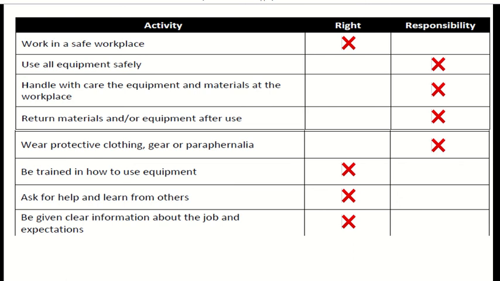Yung kailangan mong magtanong o matuto kung kailangan mo ng tulong sa iba. So ano yan? Karapatan o responsibilidad? Ang paghingi ng tulong at pagkatuto. So that is karapatan, no? And then be given clear information about the job and expectations. So that is also a right, no? Okay, so yan yung ating activity.